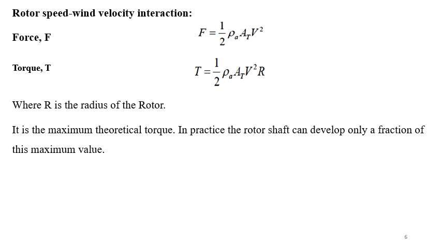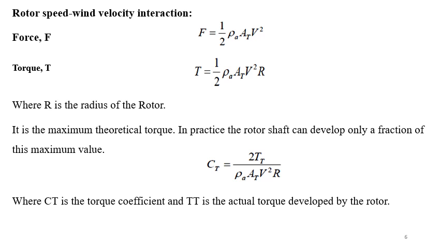So in practice the rotor shaft can develop only a fraction of this maximum value, so we can get this value: C_t is equal to 2 T_t, that is the torque of the turbine, divided by rho A_t V square into R, where C_t is the torque coefficient and T_t is the actual torque developed by the rotor.